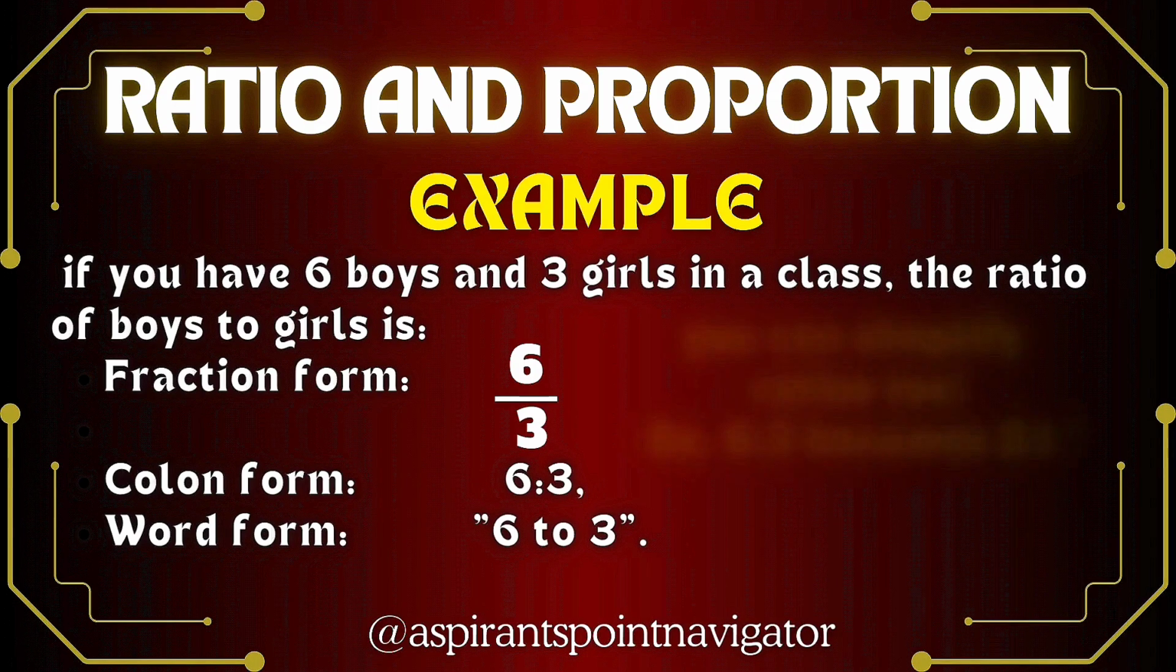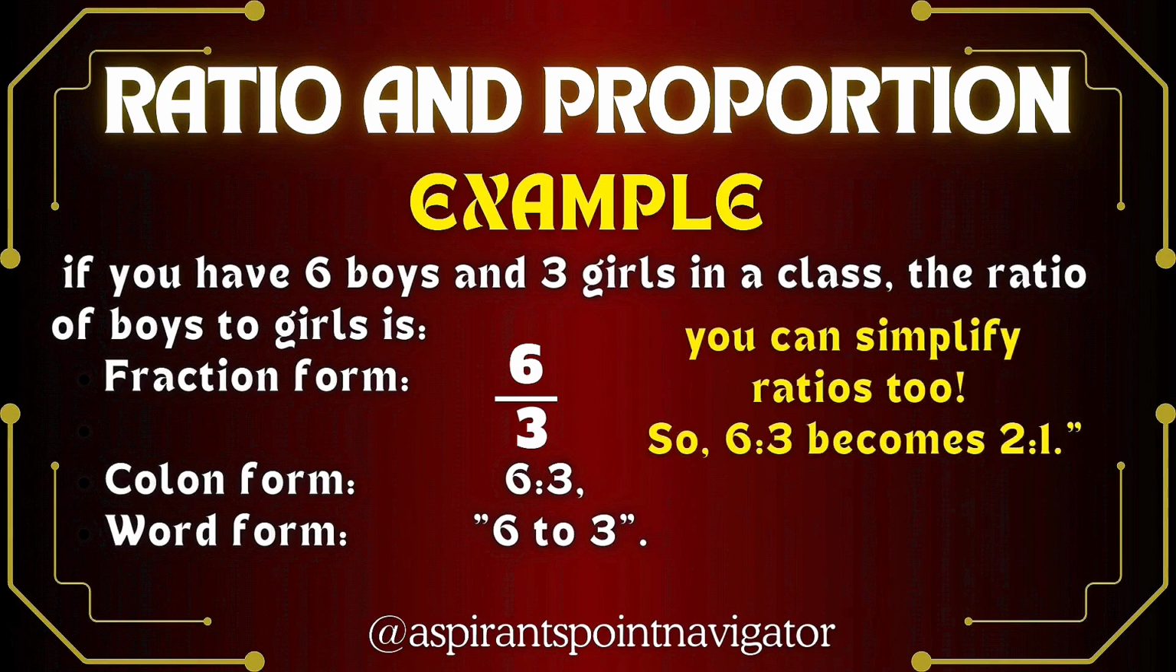Notice something important. We can simplify ratios just like fractions. Let's simplify this ratio. If we divide both numbers by 3, we get 2:1. So, the simplified ratio of boys to girls is 2:1.